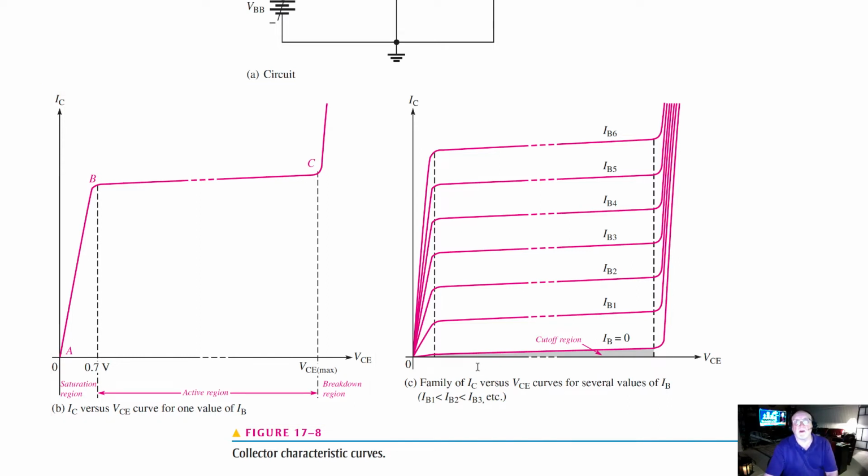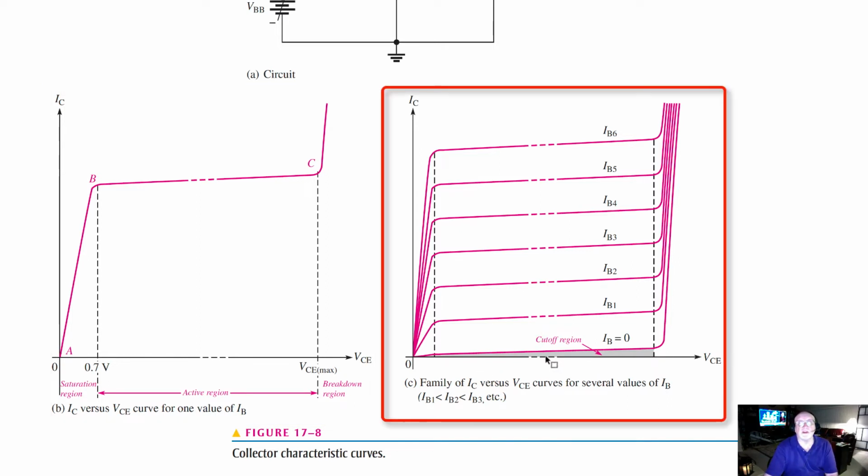So depending on what we input on the base of the transistor, you can see we've got I sub B 0, 1, 2, 3, all the way out to 6. And this is showing what they call a family of I sub C versus VCE curves for several values of I sub B, the base current.